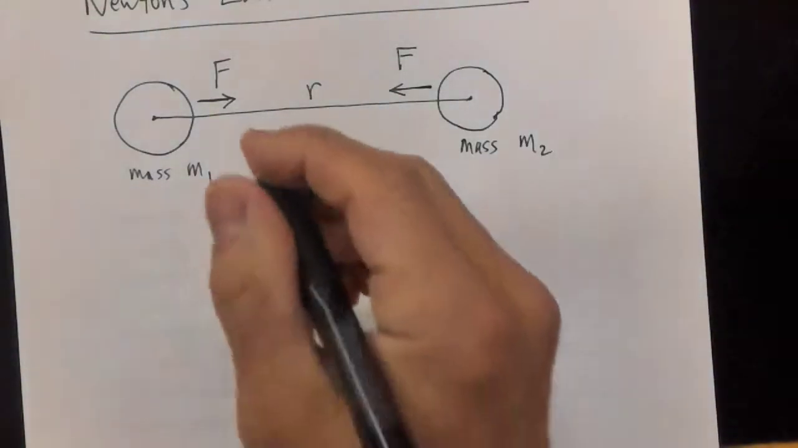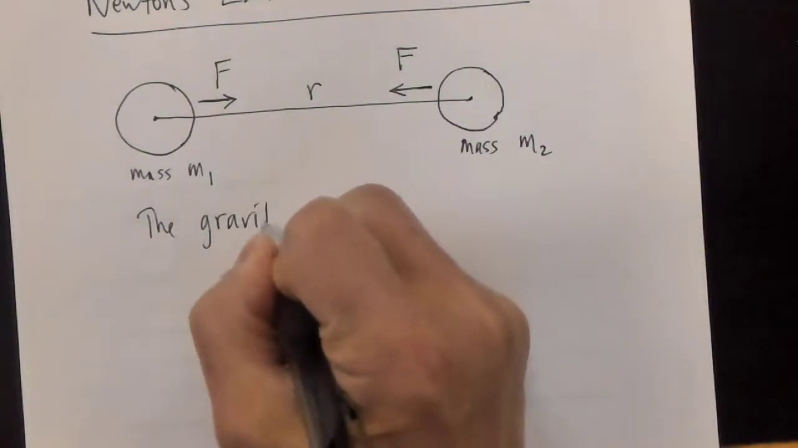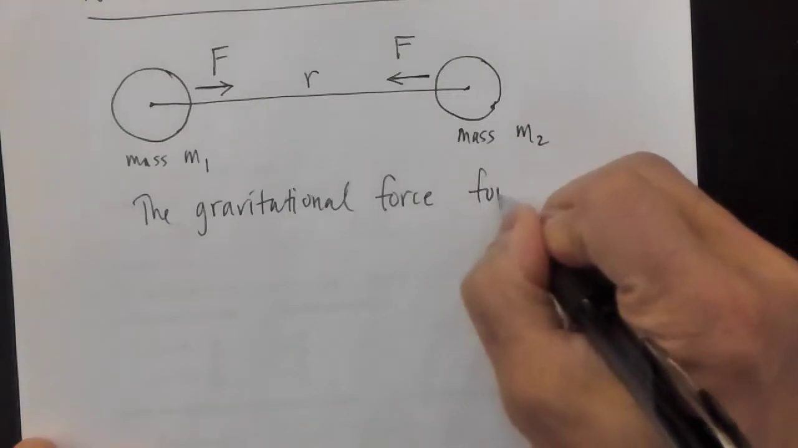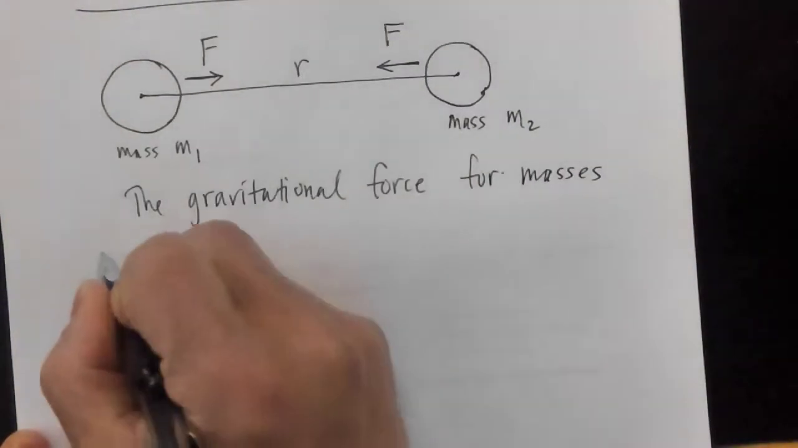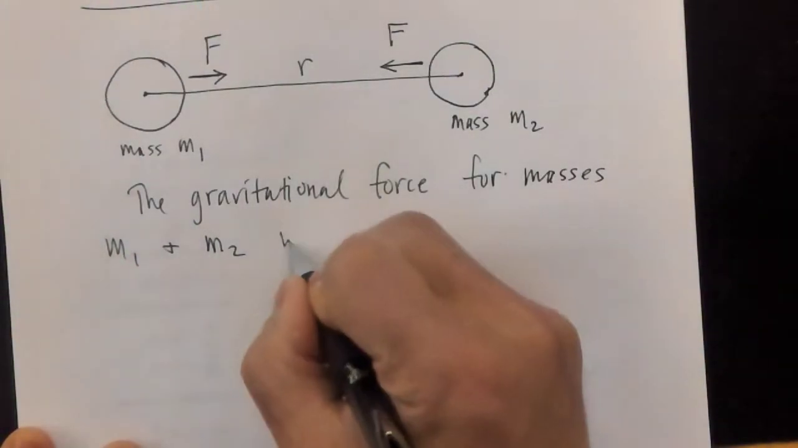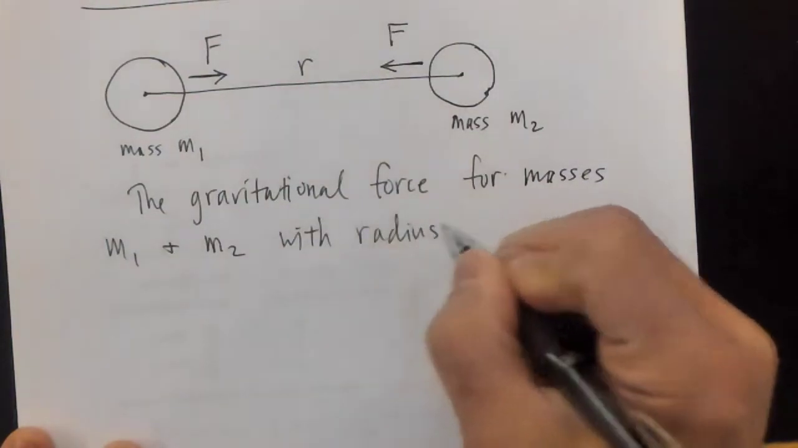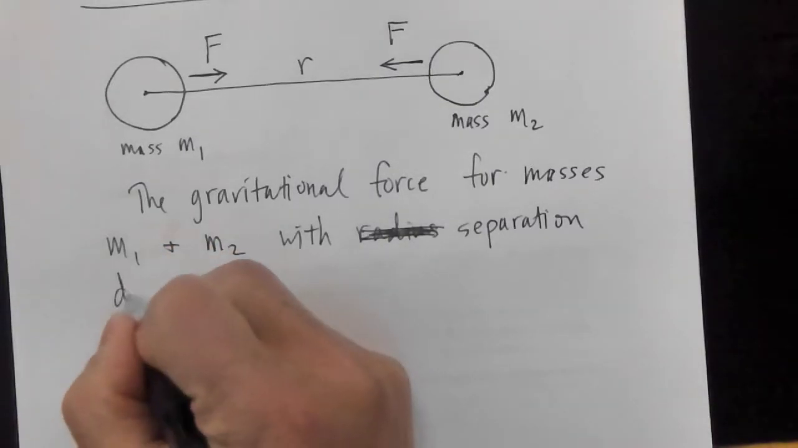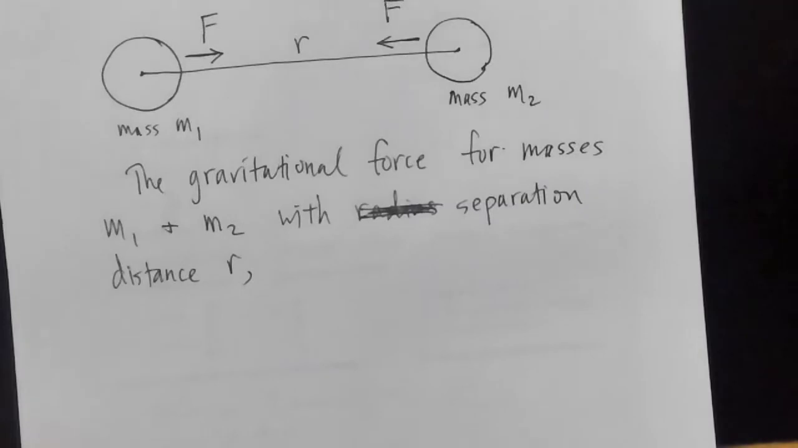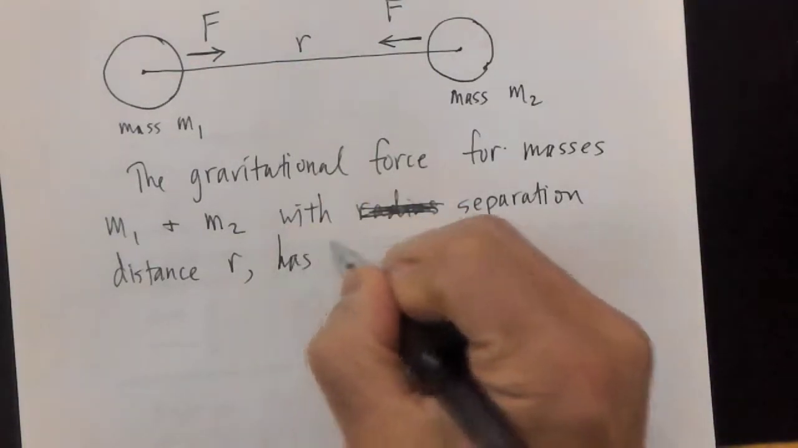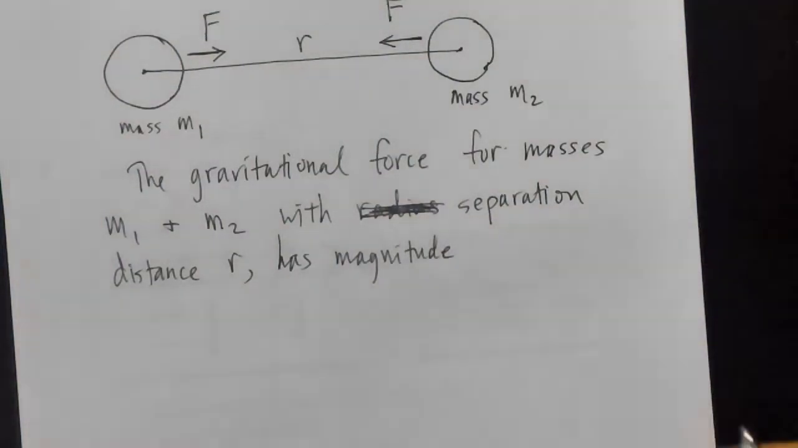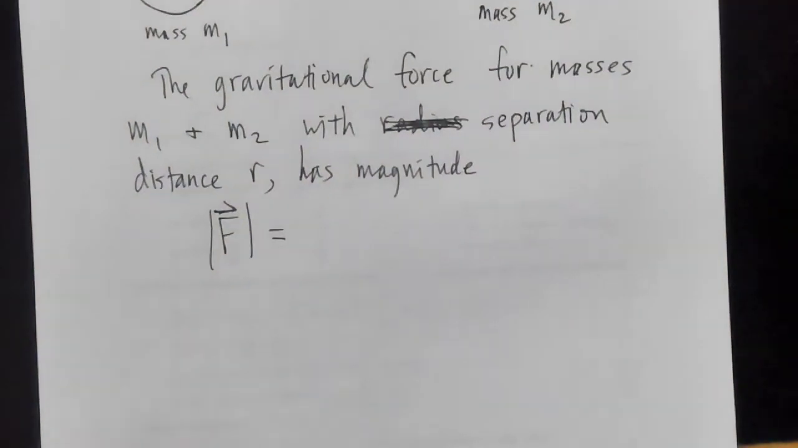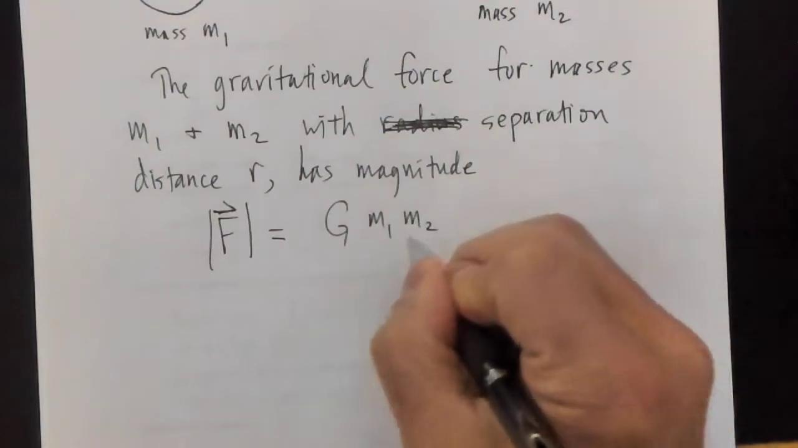The gravitational force for masses m1 and m2 with separation distance r, radius is a very bad term, radius would be very confusing, with separation distance r, as magnitude, and I'll write it as magnitude of F is equal to capital G m1 times m2 divided by r squared.